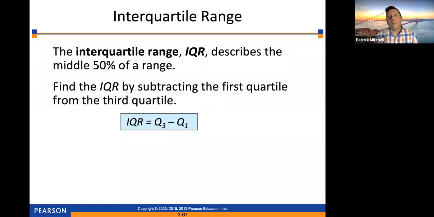All right, now the interquartile range is not a measure of position. It is actually a measure of variation. And what we're going to use this for in a little bit is for detecting outliers. The interquartile range, IQR, describes the middle 50% of a range. So to find the IQR, you subtract the first quartile from the third quartile. So IQR is equal to Q3 minus Q1. So again, what this tells you is the range of the middle 50% of your data.